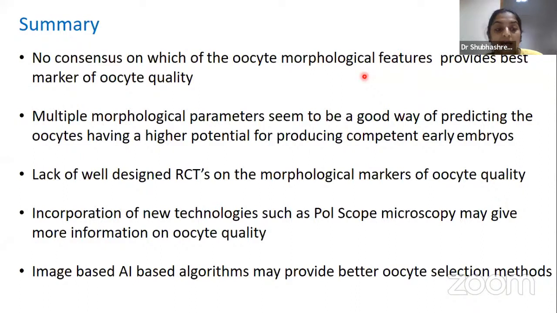So right now we have a lack of well-designed RCTs, the randomized controlled trials, on the morphological markers of oocyte quality. With the advancements in the IVF field, incorporation of new technologies such as full-scope microscopy may give more information on the oocyte quality.